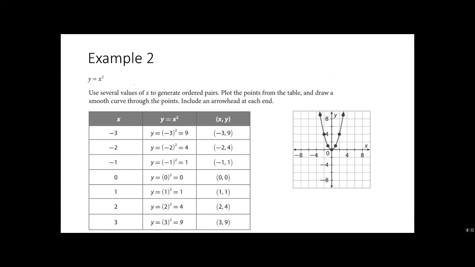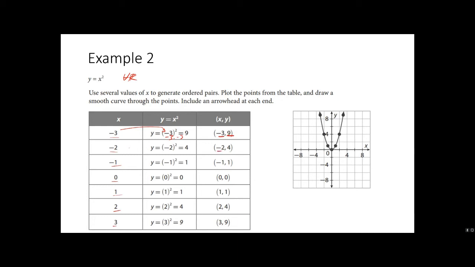So example 2, notice how they don't say any set domain, right? That's because this situation is assuming it's all real numbers. So using several values to generate x and y values, they picked some relative numbers: negative 3, negative 2, negative 1, 0, 1, 2, and 3. They went ahead and substituted them in. So the negative 3 gets substituted. It gives us a positive 9 because negative 3 squared is negative 3 times negative 3, which is really just positive 9. We plugged in a negative 3, out comes a 9.